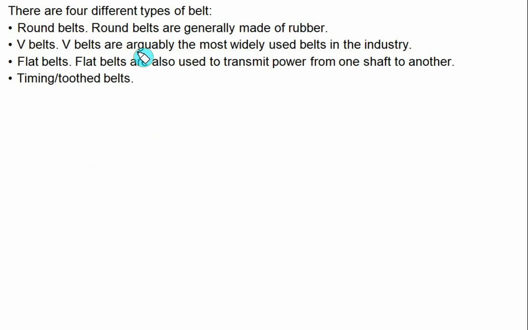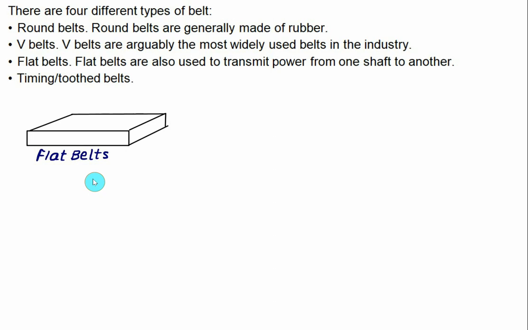There are 4 different types of belts used. The first one is a round belt. The round belts are generally made up of rubber. Then we have V belts, which are arguably the most widely used belts in the industry, and they are normally used for high power transmission. Flat belts are also used to transmit power from one shaft to another, but in all these belts slippage is a main problem, and if we use the timing or toothed belts, that problem can be eliminated.